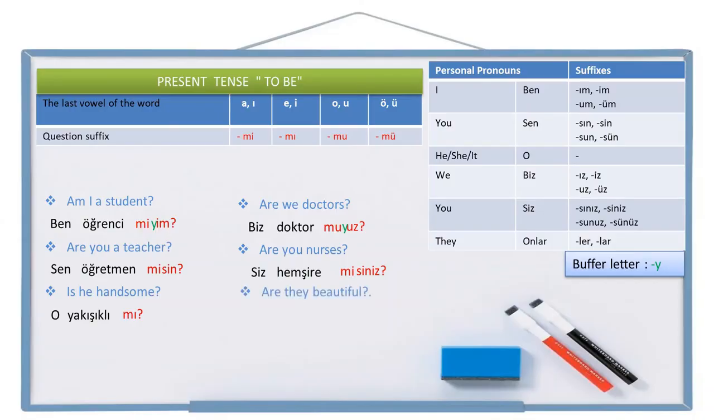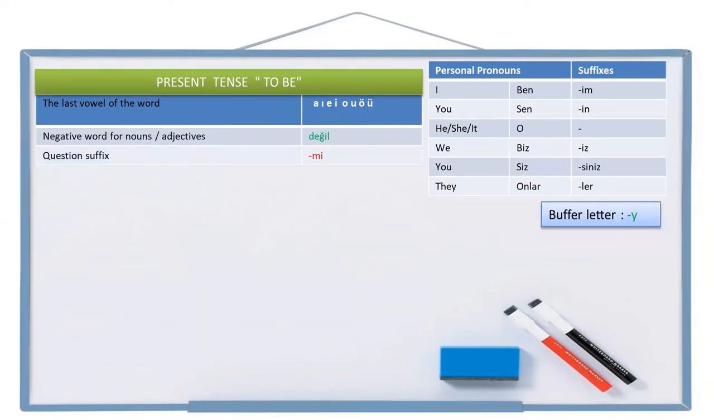One last example. Are they beautiful? Let's write the person pronoun they first. Onlar. Beautiful, güzel. At this point, for the person pronoun they, we are going to write the person pronoun suffix and the question suffix will come to the end. Onlar güzeller mi? Are they beautiful? Onlar güzeller mi? Alright, these are the positive question sentences. Let's see the negative question sentences.